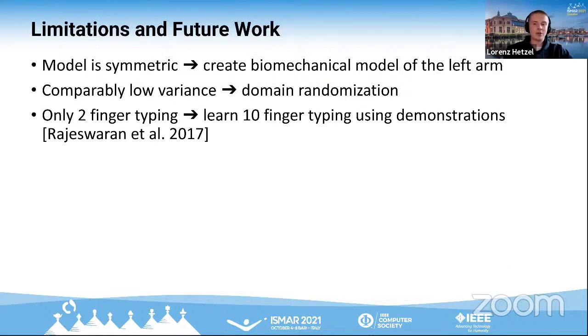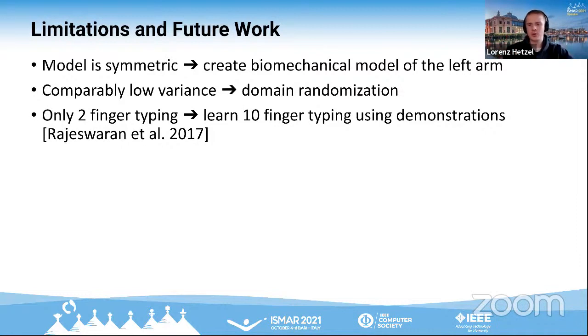So while these initial results are quite promising, there's still quite a bit of future work left to be done. The first major limitation is that our model is currently symmetric. So the first task would be to create a biomechanical model of the left arm and train an agent that can control both arms at the same time, which would be a challenge in and of itself, but should be feasible. And secondly, the model exhibits relatively low variance when compared to a crowd of real users.